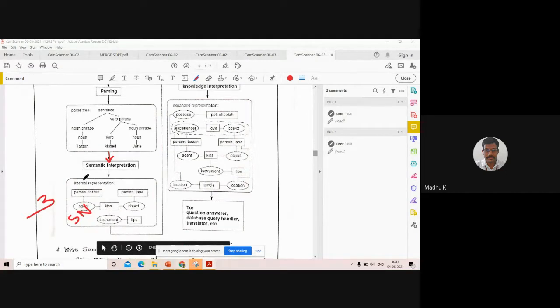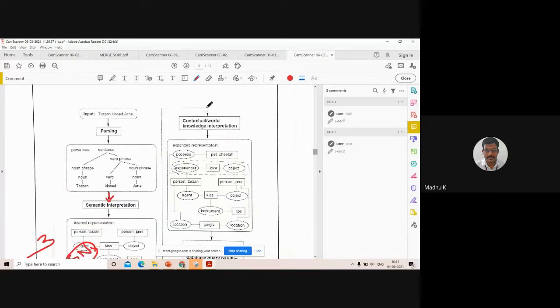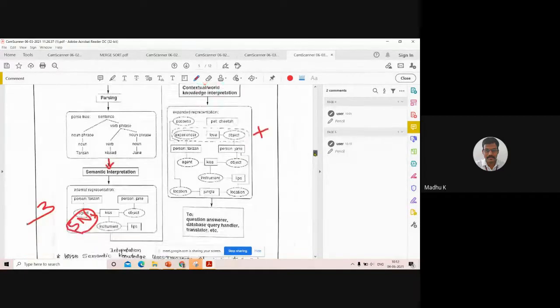We will convert it to a semantic network. We will understand the meaning of the sentence and convert it into a semantic network or conceptual graph. And we give this to the last stage. The last stage is contextual or world knowledge representation. In that, to this we will add the general knowledge about the world. That we can discuss in the next class.